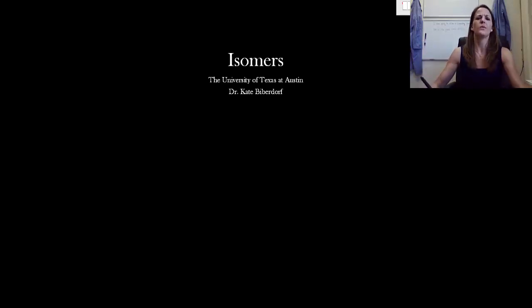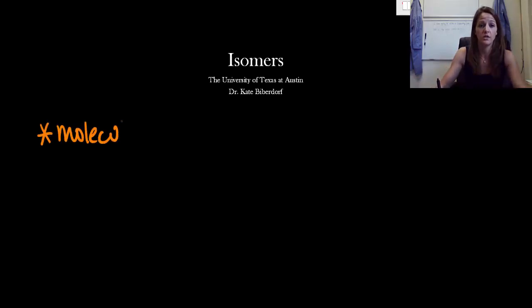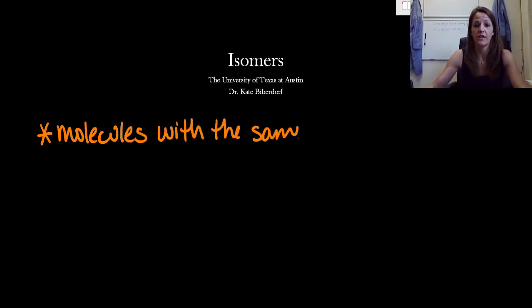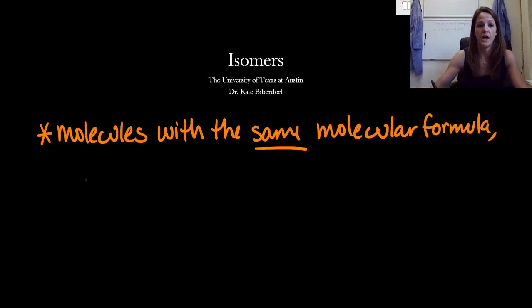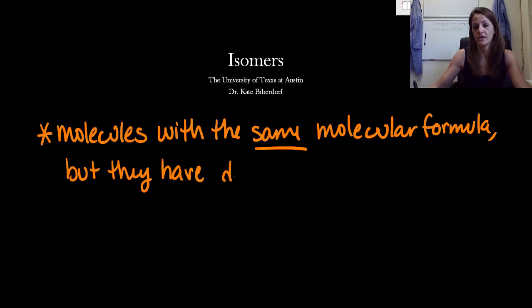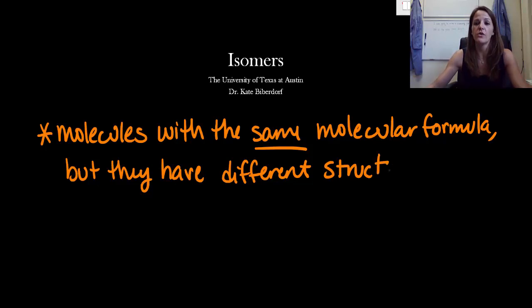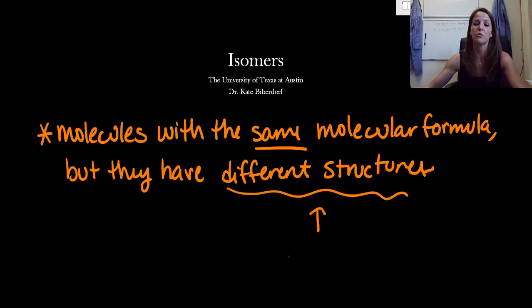So what are isomers? Essentially, isomers are at least two molecules with the same molecular formula but different structures. Whenever you have molecules with the same molecular formula but different structures, the structure part implies that they are going to have very different properties.